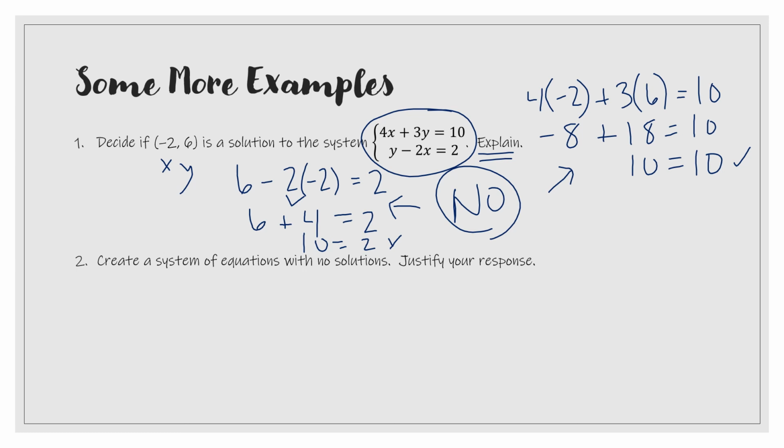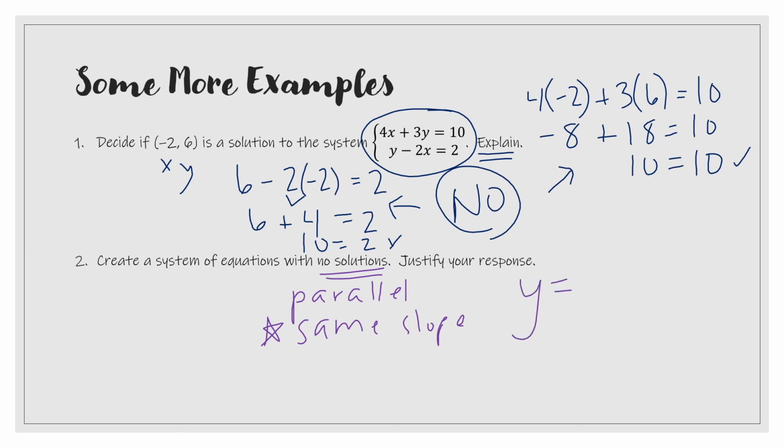So for example 2, it wants you to create a system of equations with no solutions, okay, and then justify your response. So no solutions means that the lines are parallel. So you could come up with infinite different answers here. What we know about parallel lines is that they have the same slope, but they have different y-intercepts.